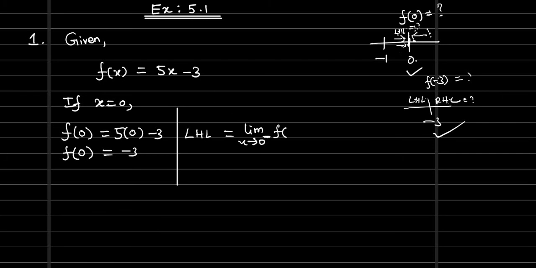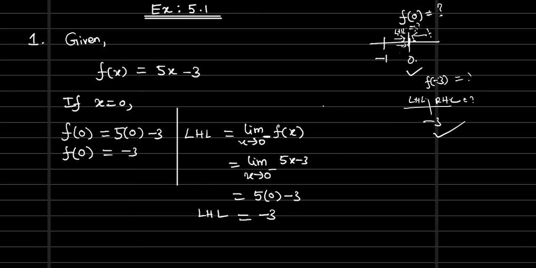Now f of x, what is the f of x here? F of x is 5x minus 3. Now applying f of x as 5x minus 3, all close values of 0 are approximately 0 only, right? When we round it, we are getting 0. So we are going to substitute the approximate of all close values as 0, so taking x as 0 itself. Now when we simplify this, we are getting the left hand limit, also minus 3.